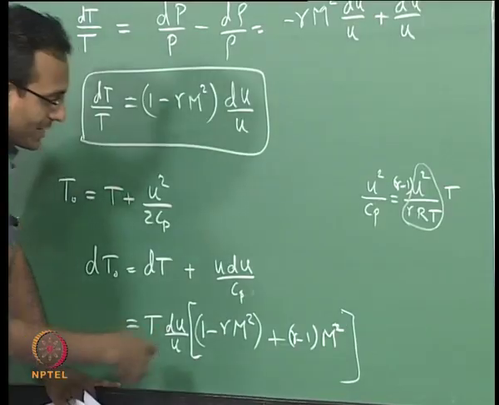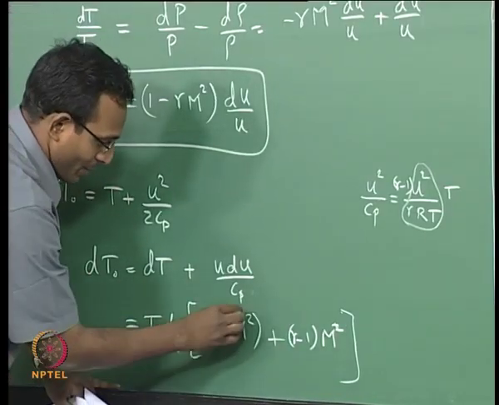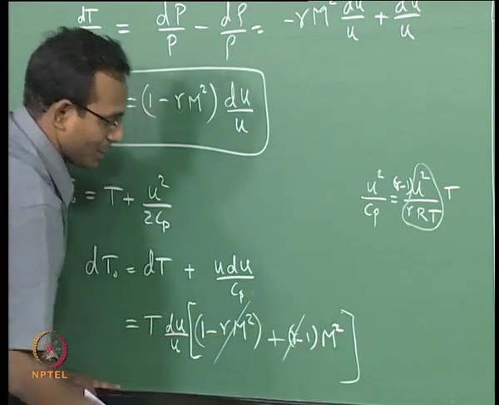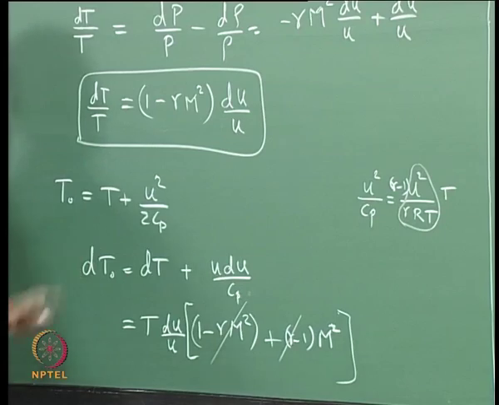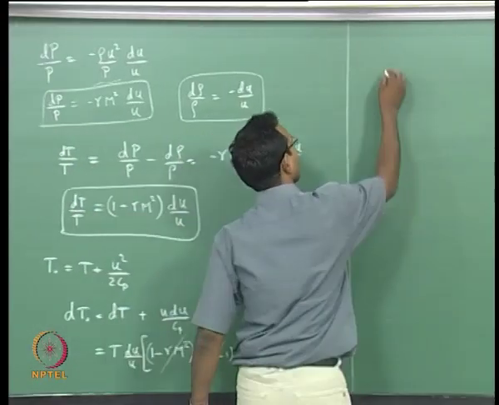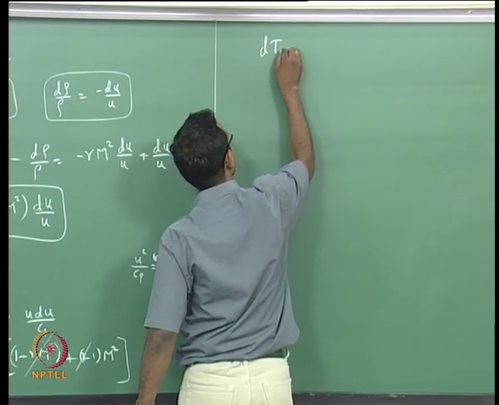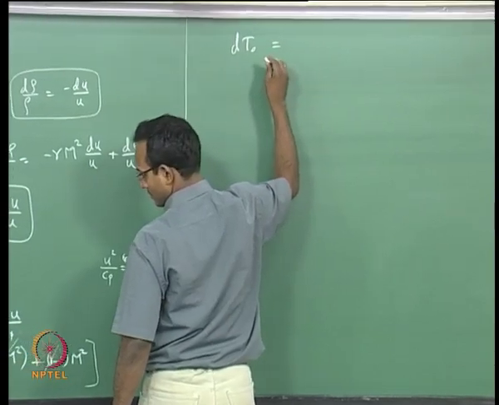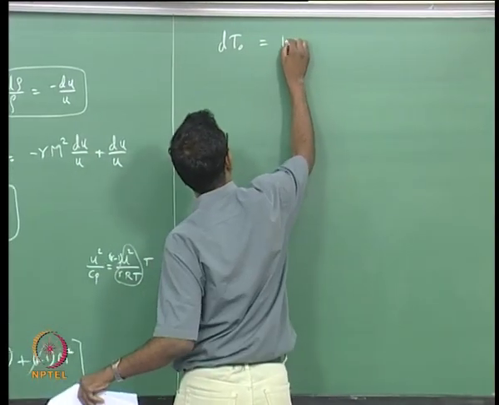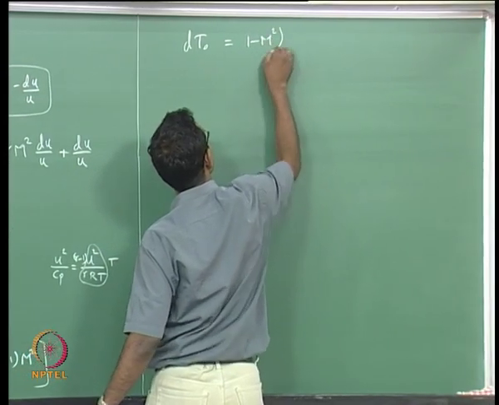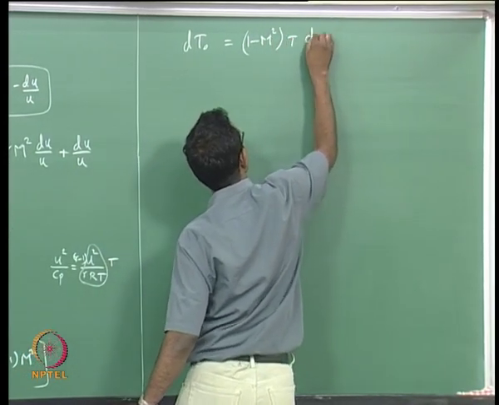Anyways, so now I can simplify this a little bit. I know minus gamma m square will cancel with this plus gamma m square. I will have a minus m square there and 1 here, that still remains. So, I am going to end up with dt naught, okay, is equal to 1 minus m square t times du by u.